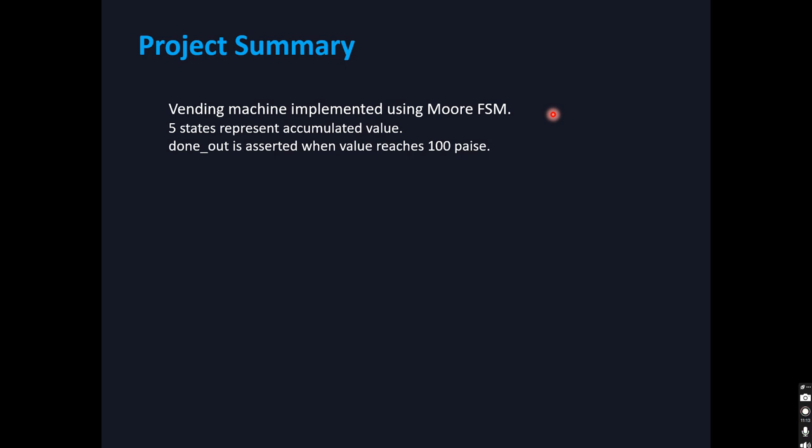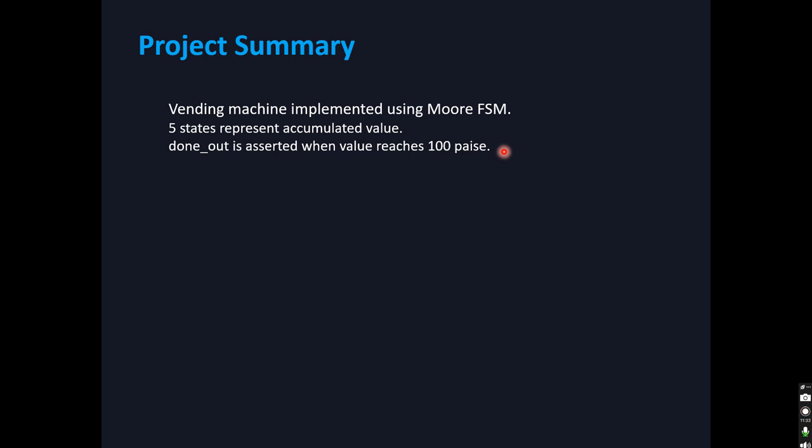So here it's based only on the state. That's why we are going to have this one. And again, see how many states we have. Totally five states. Just five states. So done out is accepted. Whenever it reaches accepted, it just goes high. So whenever it reaches 100 pies, the done out should be high. So like this, we are going to design.